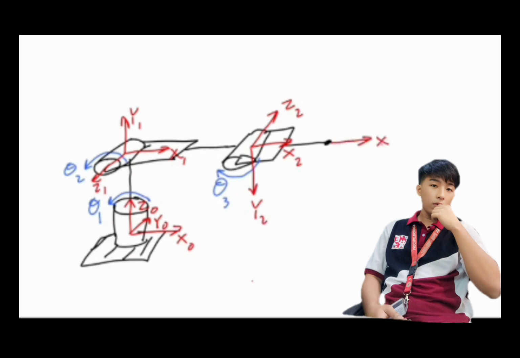I get the next joint by copying the frame before it. After copying the links from the third joint to the fourth joint, I also need to label my link lengths. Now I have everything I need to find the homogeneous transformation matrix from frame 0 to frame 3.